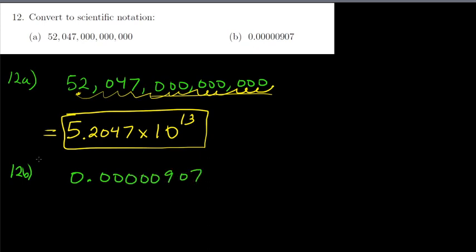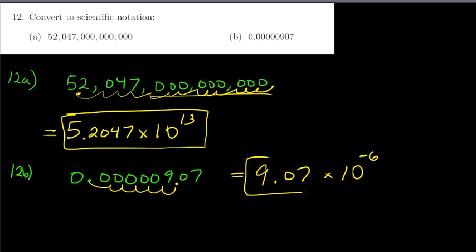0.000000907. So what would this be in scientific notation, right? So where do we want the decimal? Right after the 9. Right? So this will be 9.07 times 10 to what power? So we move the decimal 1, 2, 3, 4, 5, 6 times, right? 10 to the 6. However, this is a small number, so it's going to be 10 to the negative 6, right? So 9.07 times 10 to the negative 6.